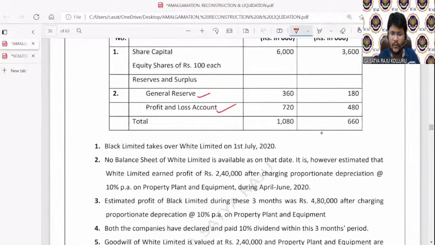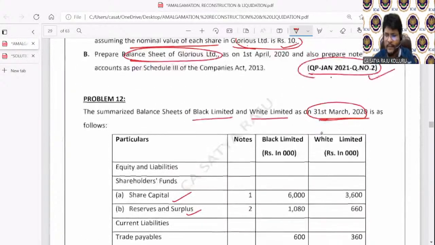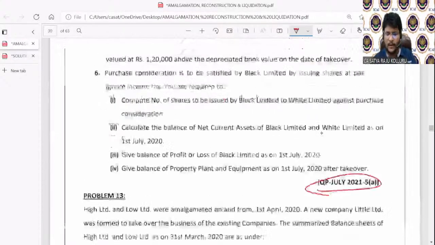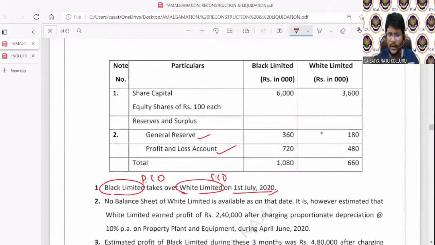Black Limited takes over White Limited on 1st July 2020. That means Black Limited is the purchasing company and White Limited is the selling company. The purchasing company takes over the selling company as on 1st July 2020. One thing is sure: the existing information is given as on 31st March 2020, but the amalgamation is going to occur as on 1st July 2020. That means after 3 months, amalgamation is going to happen.